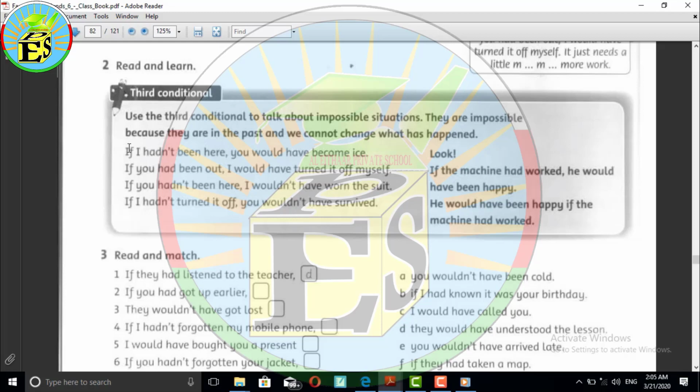Here he put if at the beginning. Observe, this is a comma. In the middle you use a comma. You have to put a comma because if is at the beginning. In the last sentence, he would have been happy if, look at if, it begins with a small i: the machine had worked. He didn't use any comma.